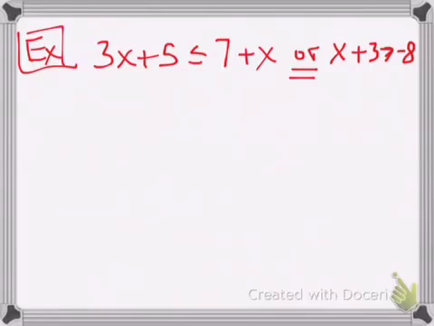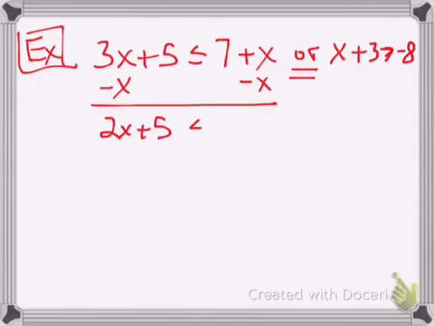Okay, what will I have to do on the left to solve this equation first? Subtract. Got to get the x's together. So subtract the x from both sides. Gray, you with me? All right. And that'll give us 2x plus 5 is less than or equal to 7.